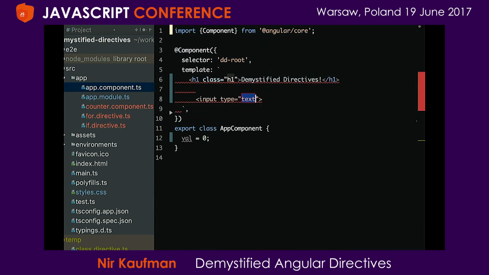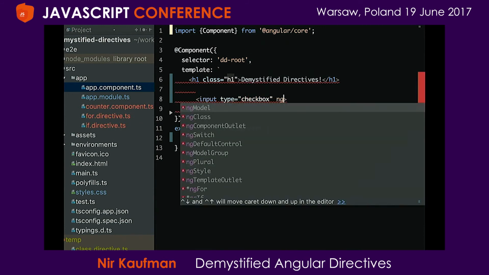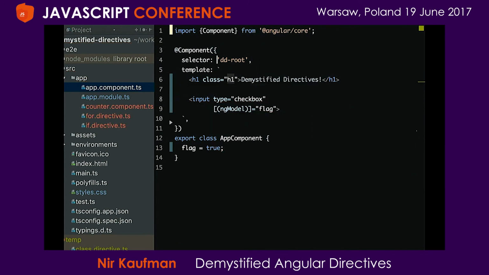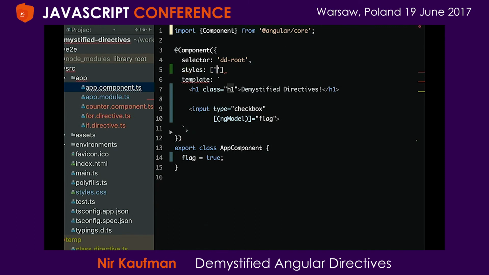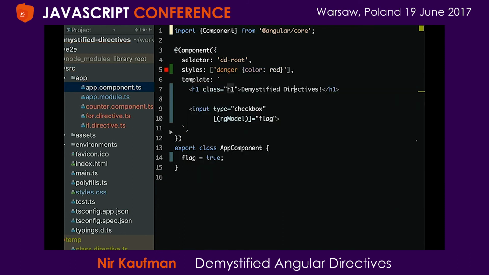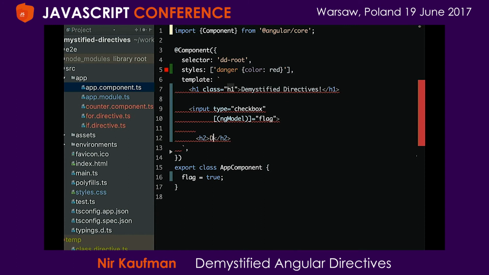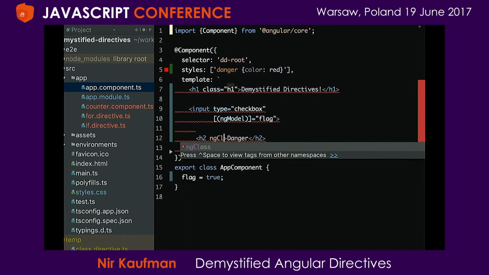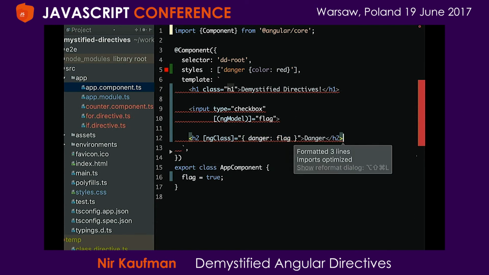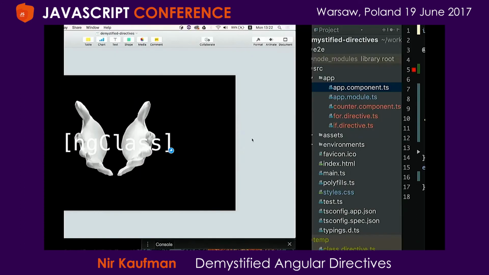Once again, I can create an input of checkbox, use the banana in a box, ng model, banana, box, the flag equals to true. I'll create a styles array. Let's say that we've got a danger, color red, and on our h2, we say danger, and we use the ng class, an object, say, put the class danger if flag. Okay? Cool. Let's see if it works.